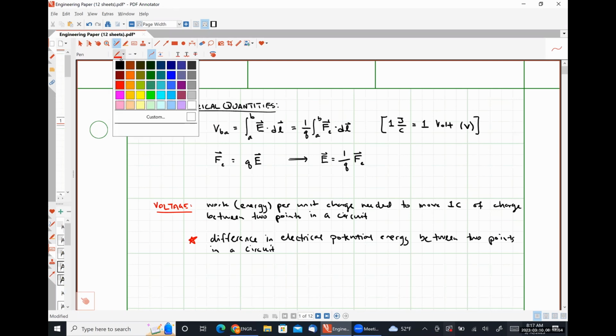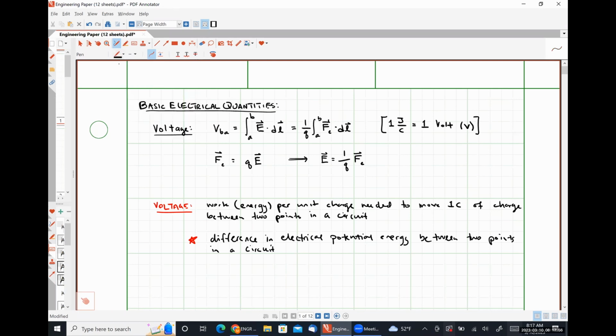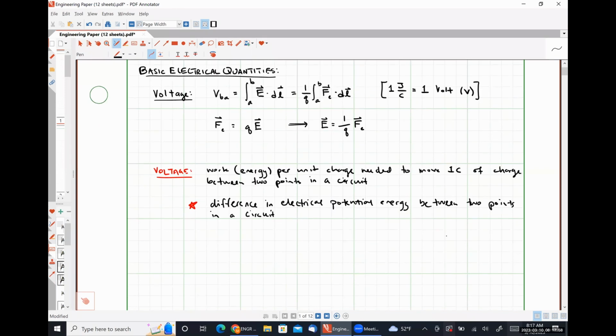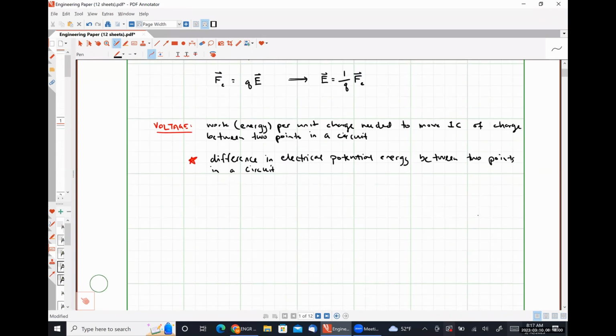So let's talk about how we define voltages, okay? So I'm going to draw a generic circuit element.